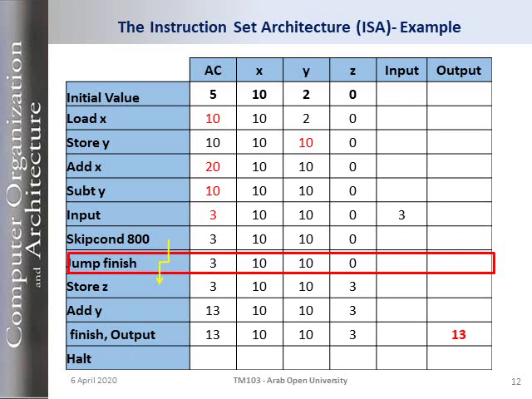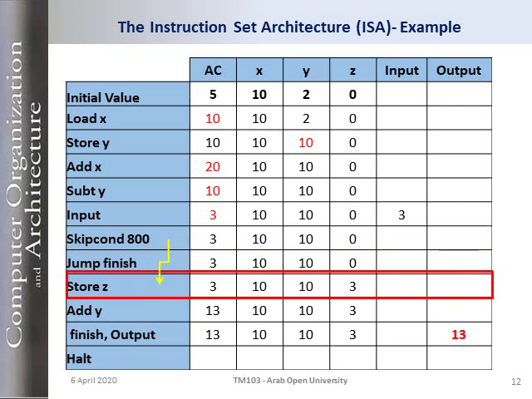Before we go to Store Z, what does Jump Finish mean? Jump Finish means that the next instruction won't be this, it will be Finish. Finish is here, so it will be Output. So if this was false, then we would have to do this next instruction and go to Finish and Output, and we'd ignore these 2 steps. But since the skip condition is true, we will skip the next instruction. We will not do this. We will do Store Z.